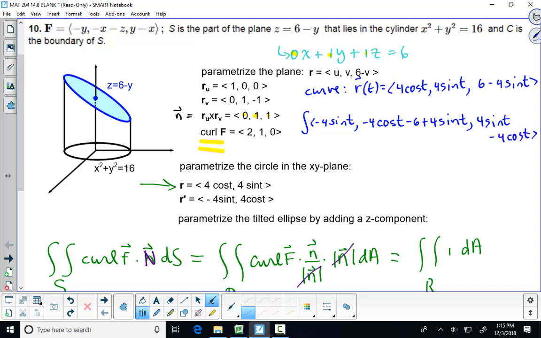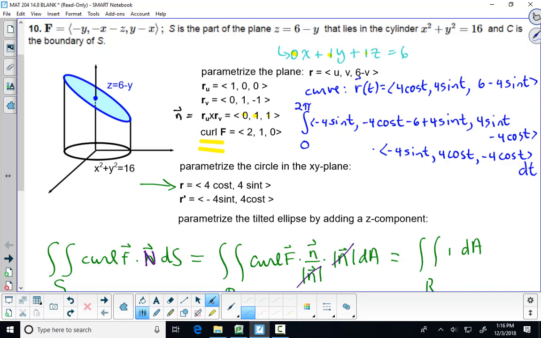And that's all going to get dotted with. What does that get dotted with? The derivative of this. So dot that with minus 4 sine t, 4 cos t, comma minus 4 cos t. And that's dt. And that goes from 0 to 2 pi.